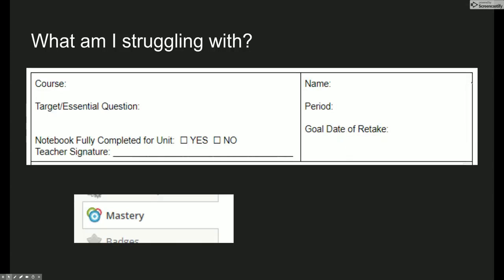The top of it starts you off and says, what am I struggling with? What specific target? So you fill out the course, which could be chemistry or physical science, and then you write the target code that you're struggling with. This is where we're going to get it from the mastery. So maybe the student was struggling with writing equations.